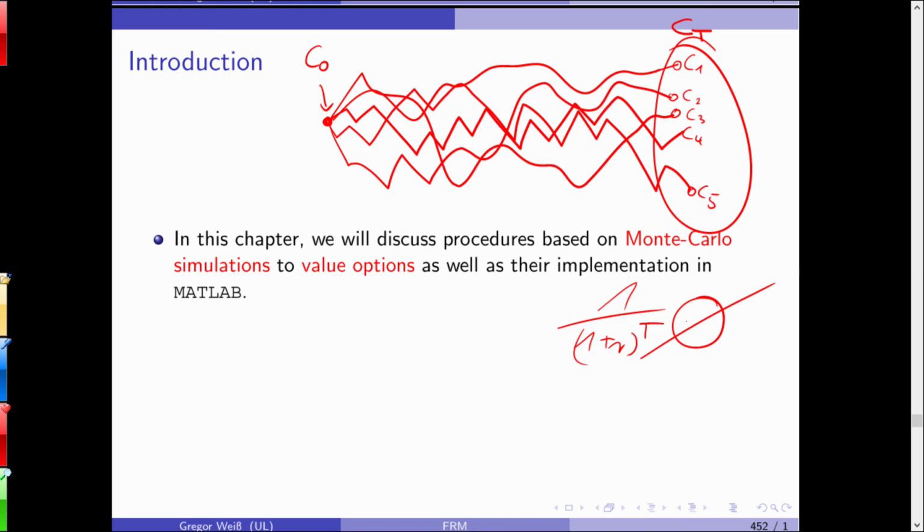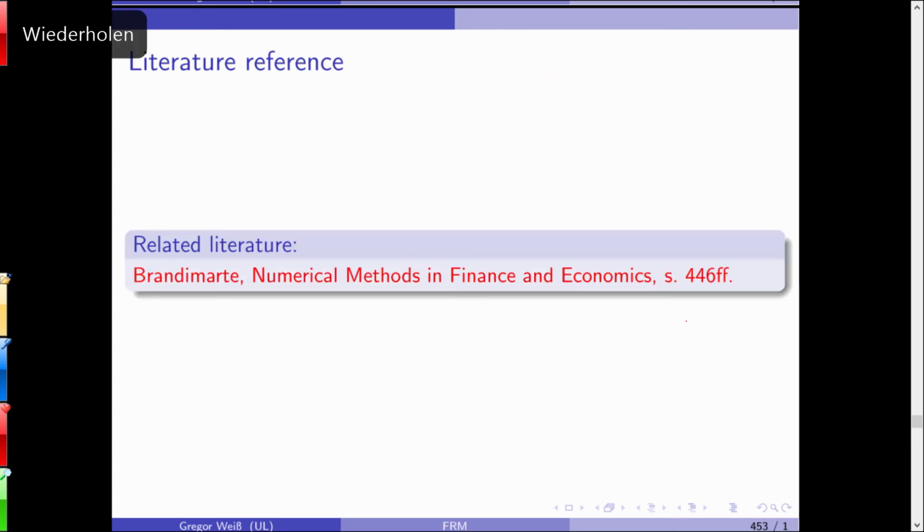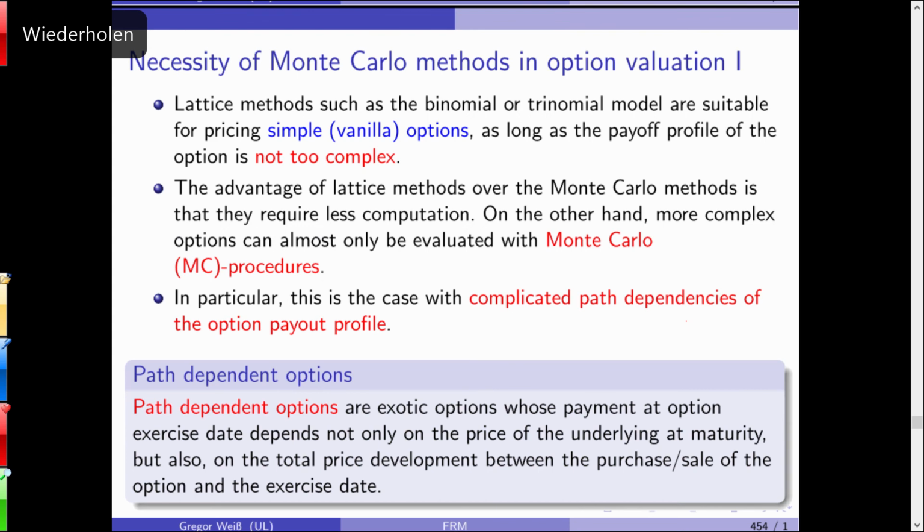You need the payout profile, but you know this at the end. You simulate until your computer is burning hot. You put all those simulated paths into the payout profile of the option, and then you can calculate the payout profile, and you only need to take the average and discount it. And we will look at this on the next slide.